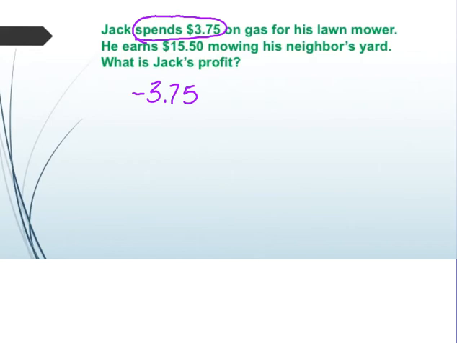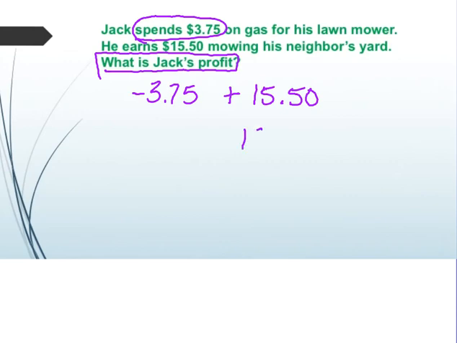Then, after he put gas in the mower and he mowed his neighbor's yard, he earns $15.50. So that's a positive $15.50. What is Jack's profit? So there's my equation: my negative 3.75 plus the $15.50 he made mowing his neighbor's yard.